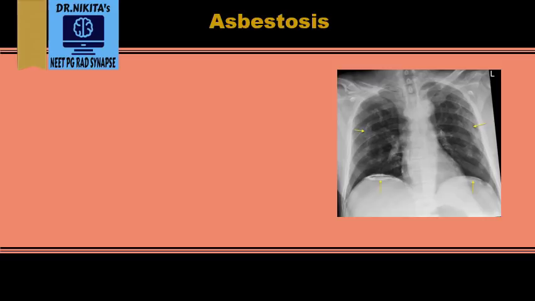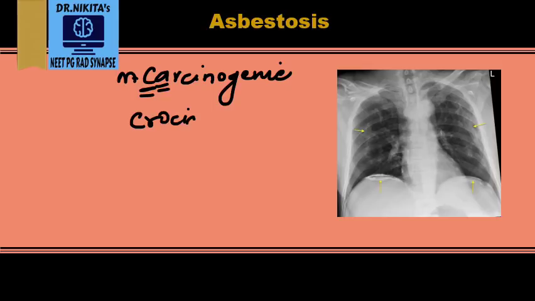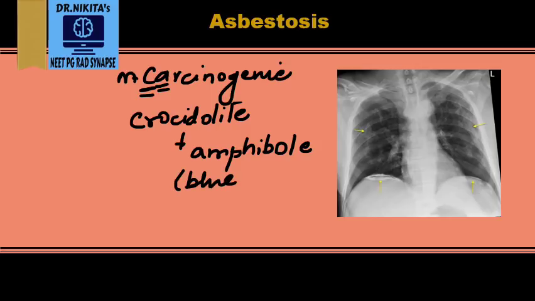The one which is the most carcinogenic. So you get a question, which is the most carcinogenic asbestos fiber. Remember, most carcinogenic is Ca, that is crocidolite type, and even in crocidolite type it is the amphibole type which is the most carcinogenic, which is called blue asbestos. So Ca, that is crocidolite amphibole type, is the most carcinogenic asbestos fiber.